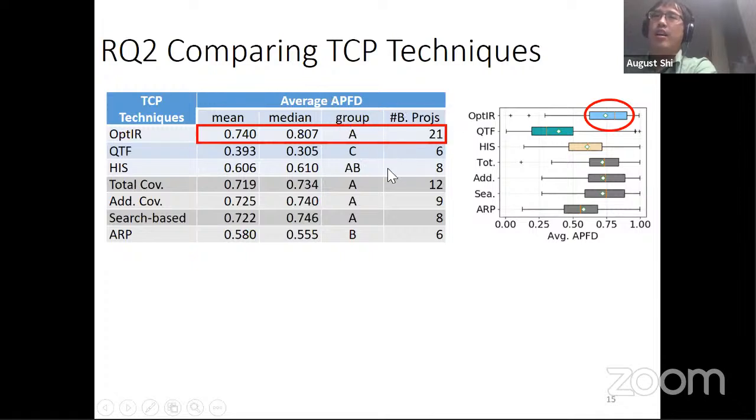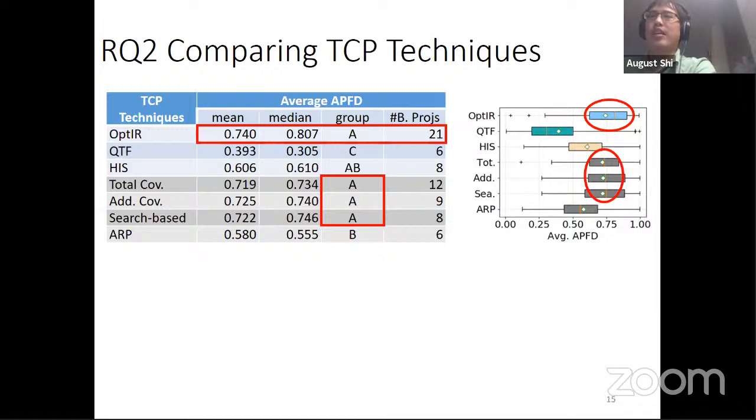And this projects column, the number of best projects column here, represents how many projects had the best APFD score for this technique. So opt-IR has the most there as well. But the coverage-based ones are also no slouch. They're also quite high as well. In fact, the statistical test found them to be in the same A group as the IR-based technique.